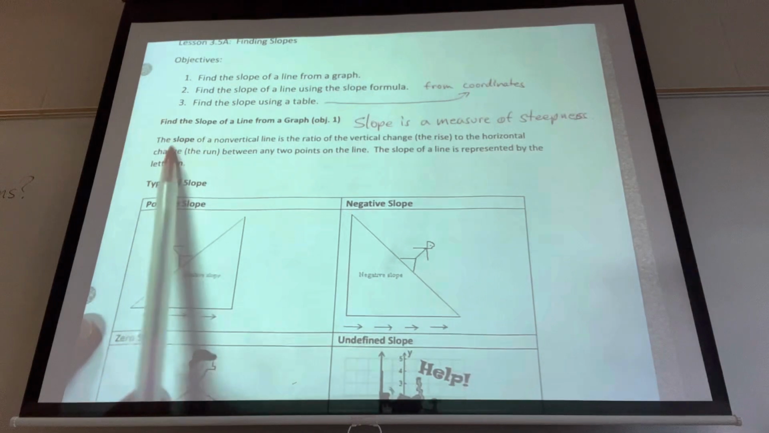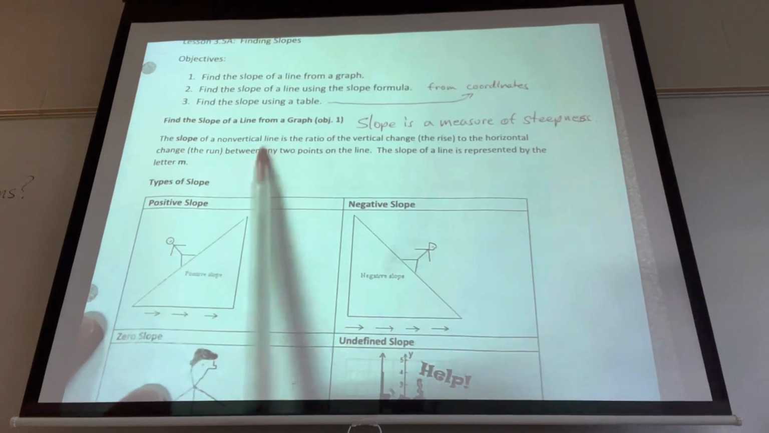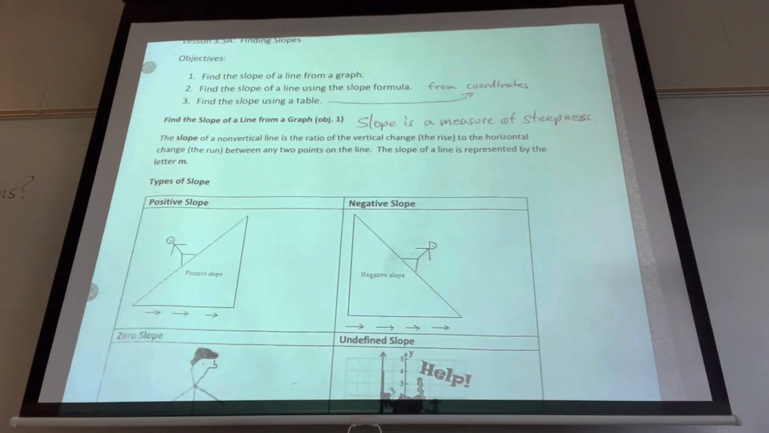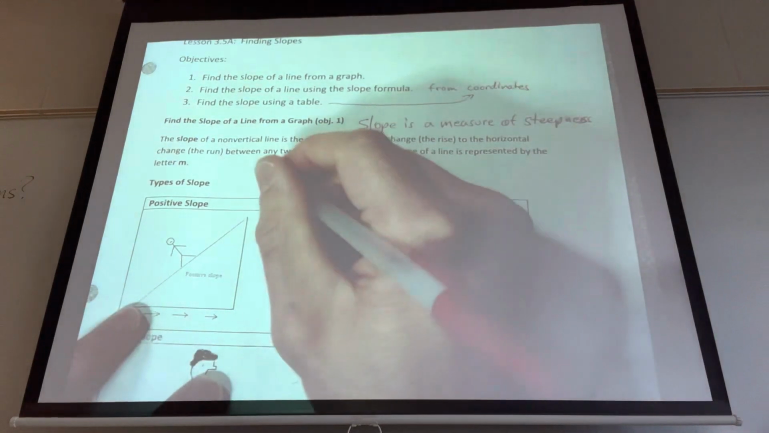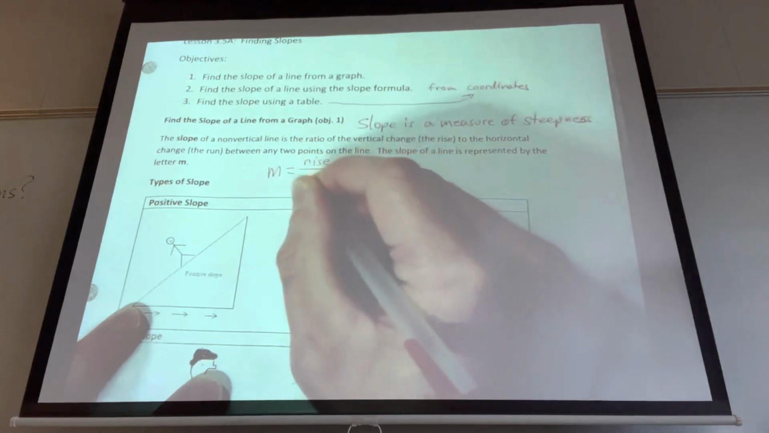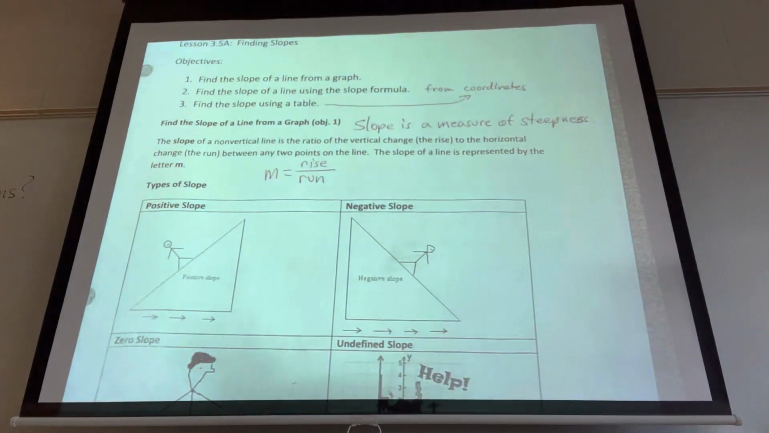Well, slope of a non-vertical line is the ratio, that just means fraction, of the vertical change, the rise, to the horizontal change, the run, between any 2 points on the line. And it says the slope of a line is represented by the letter M. Does all that sound familiar? Is that familiar, that sentence there? Maybe? So what you often see people write is M equals rise over run. And that's a good way to think of slope.